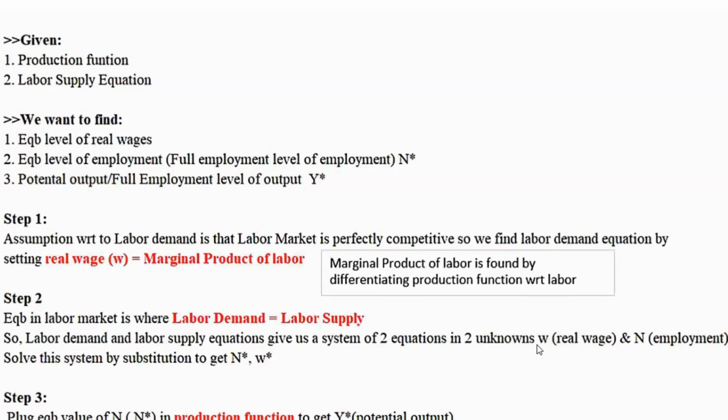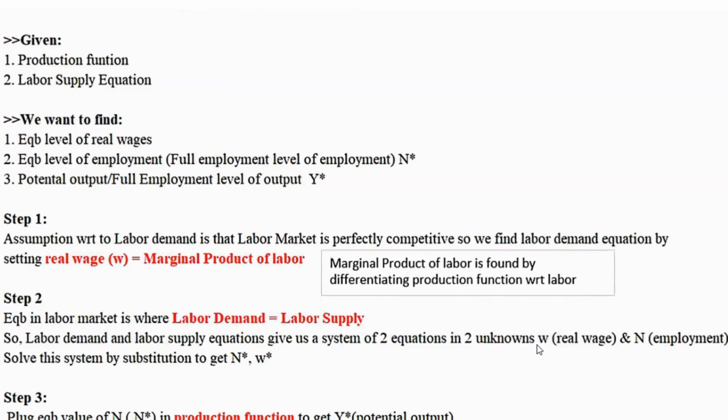The three steps will follow. In step one, we'll first find labor demand. The assumption here is that the labor market is perfectly competitive. So we find the labor demand equation by setting the marginal cost of each worker, which is the real wage, equal to the marginal benefit of each worker, which is the marginal product of labor. We can find the marginal product of labor by differentiating our production function with respect to labor.